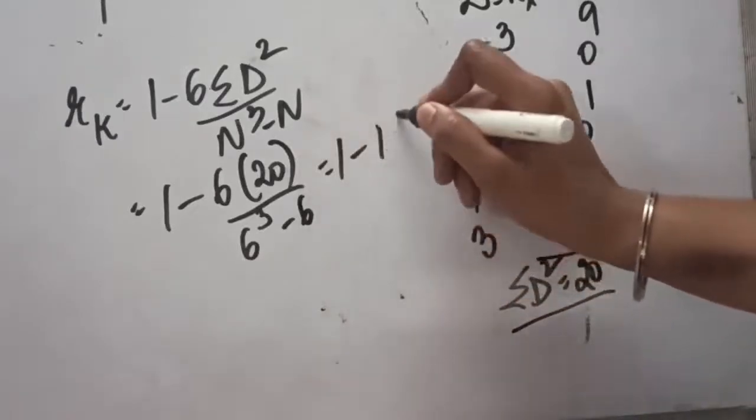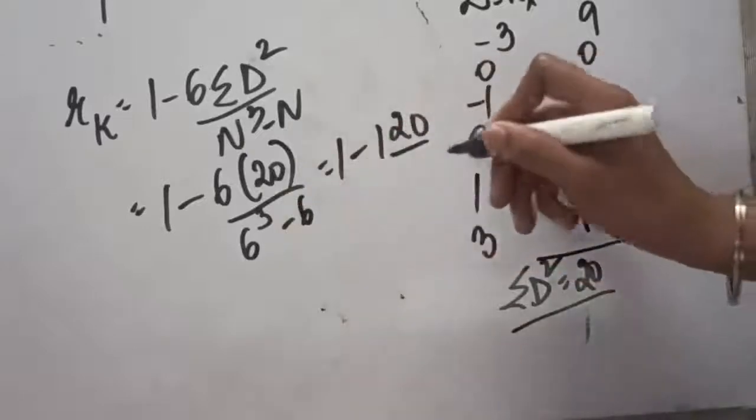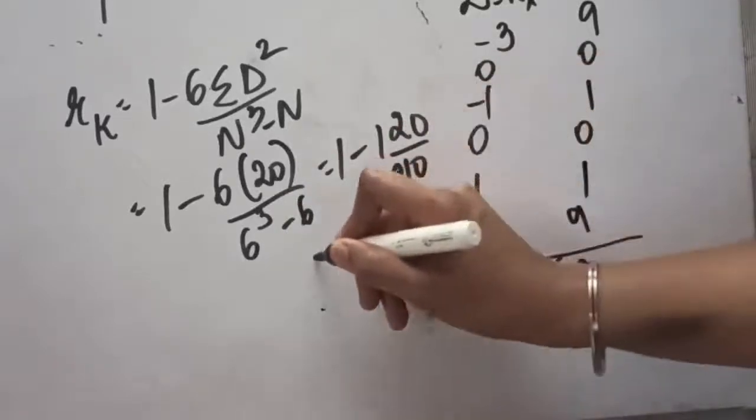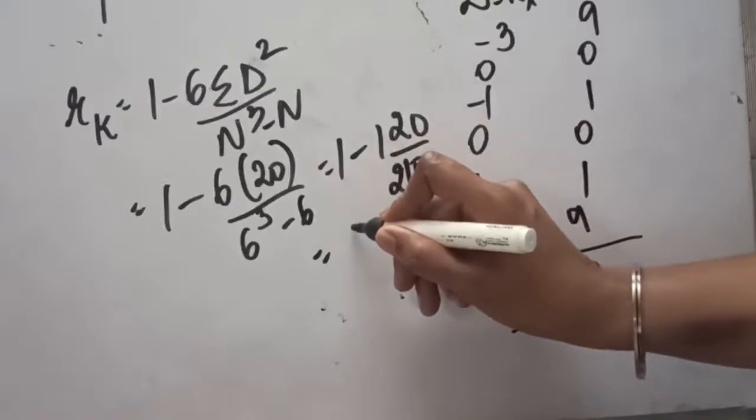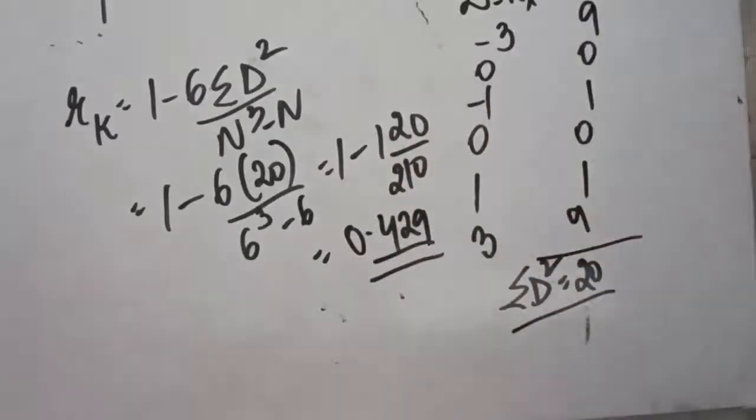1 minus 120 divided by 210, when you solve this. So finally solving it, you will be getting 3 by 7, that is 0.429. This is our rank correlation answer. So if the ranks are repeated, then we will move on to another formula.